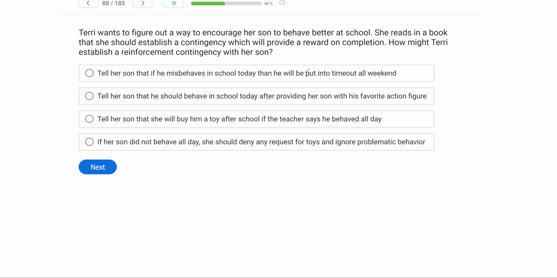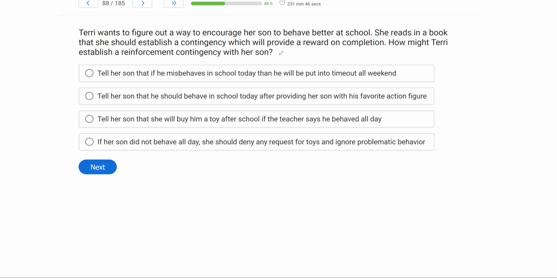Terry wants to figure out a way to encourage her son to behave better at school. She reads in a book that she should establish a contingency which will provide a reward on completion. How might Terry establish a reinforcement contingency with her son? Pretty straightforward question here. A pretty simple contingency question.